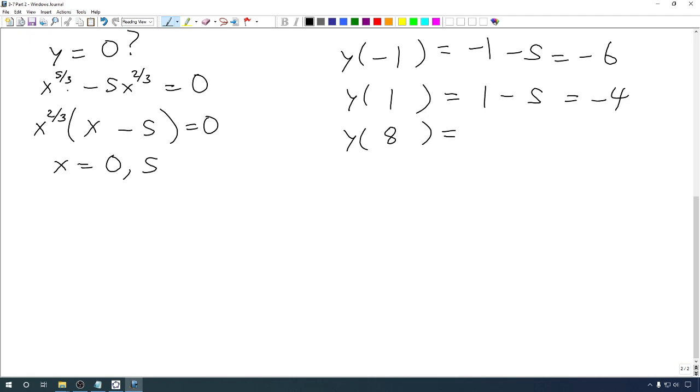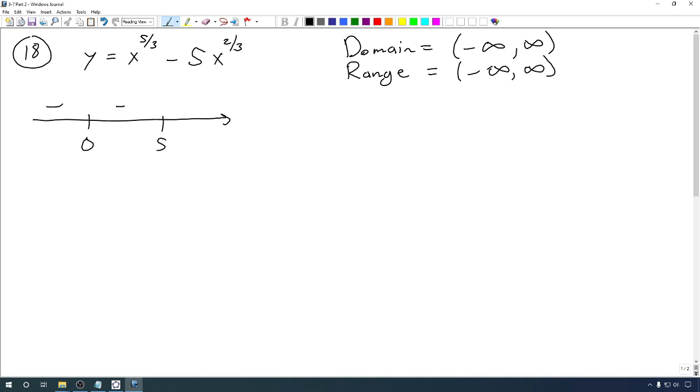If I take 8 to the 5/3, well, I'm going to take the cube root of 8 to get a 2, and then 2 to the 5th power is a 32. Here, I still have the minus 5, but now I have 8 to the 2/3. Well, I'm going to take the cube root of 8 to get a 2, and then 2 to the 2nd power is 4. So 32 minus 5 times 4, or 32 minus 20, gives me a 12. Specifically, a positive 12. So it's negative here, it's still negative here, but now it's positive over here. I should label this. This is specifically for y.